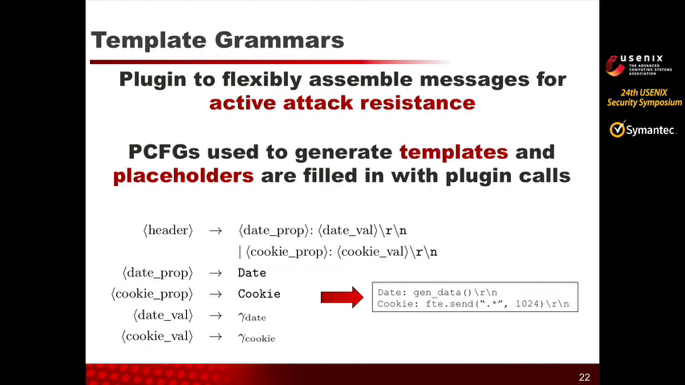So when they get output as terminals from this PCFG, we're basically going to end up calling the proper handler function for those terminals. Meaning that, as the template on the right side here indicates, for the date field, we're going to end up calling a function that's going to get us a properly formatted date string that's current. And for the cookie field, it's going to do an FTE encoding of a cookie, basically.